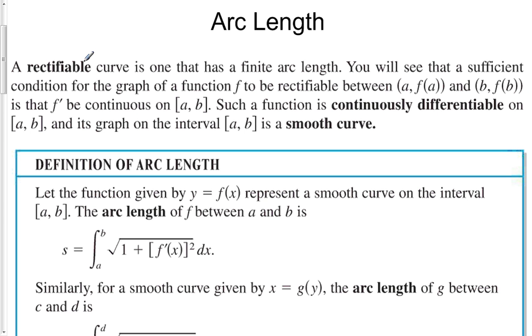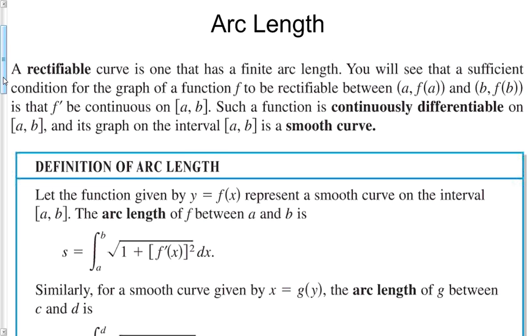A sufficient condition for a curve to be rectifiable is that the derivative of the function on the interval from a to b is continuous. Such a function is called continuously differentiable. So if the derivative of a function is continuous on an interval from a to b, that function is called continuously differentiable, and that's a sufficient condition for a curve to be rectifiable. And we call such a curve a smooth curve on the interval from a to b.